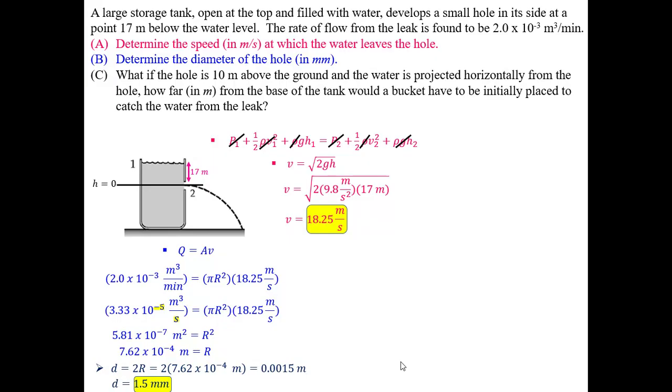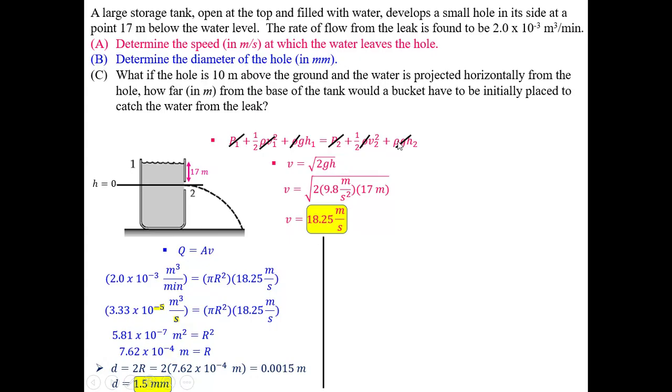Okay, and then let's go ahead and do part C. Part C wants us to find how far from the base of the tank you would have to put a bucket initially. Initially, because as it drips, the water keeps receding towards the base. But here it says initially, so let's do that. It says, what if the hole is 10 meters above the ground.